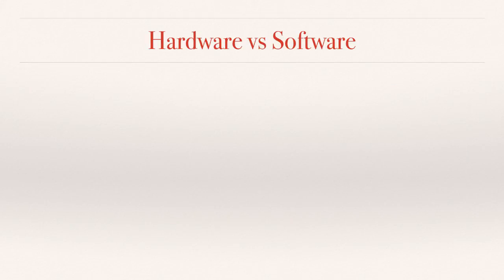A good way to understand what software is, is to compare it to hardware. When we talk about hardware here, we're not just talking about computer hardware. We're talking about physical systems. For example, a shovel is a piece of hardware. A table is a piece of hardware, and a toaster is a piece of hardware.